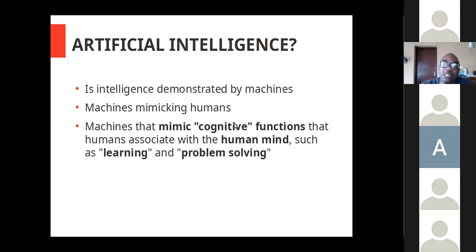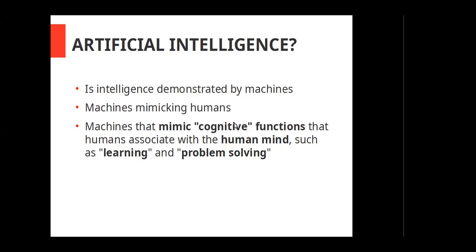So that means everything about AI is about intelligence. If you don't understand intelligence, then how can you say you're involved in AI? So AI is simply machines that mimic cognitive functions that are normally associated with the human mind, things like problem solving and learning, okay? So most of what we're going to talk about today is about the human mind, how to emulate it.